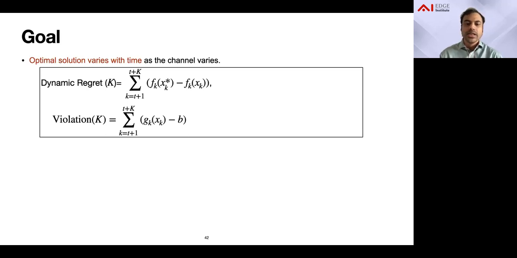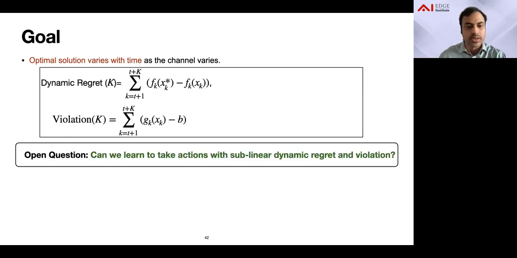If you see here, the optimal solution varies with time. It's no longer constant. That's why you have f_k(x_k star), and this is compared with the beam direction that you are choosing, f_k(x_k). This is the dynamic regret and violation. If you are violating the constraint, that means if your g_k(x_k) is greater than some b, you are violating the constraint, and you are accumulating the violations here.